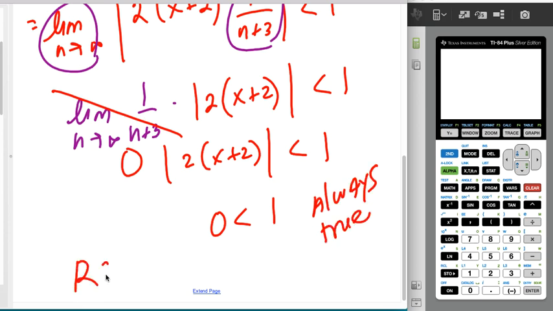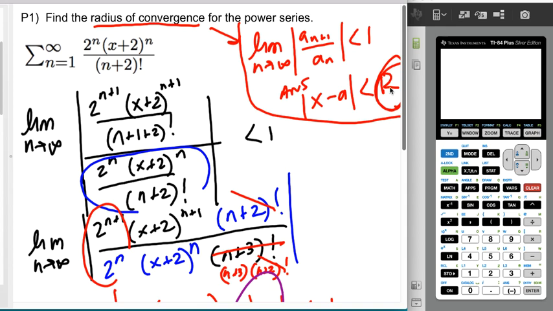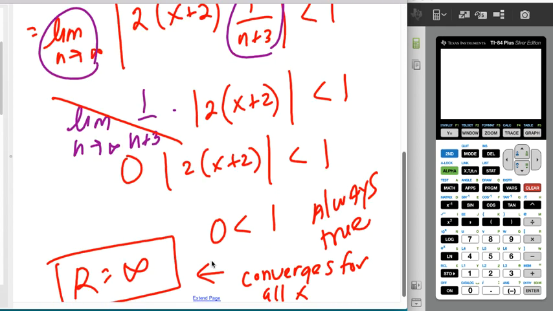So my radius is infinity, right? What this is saying is this converges for all x. This converges for all real numbers x, right? So the radius in this case, because I ended up getting 0 is less than 1, that is always true. So my radius is infinity.